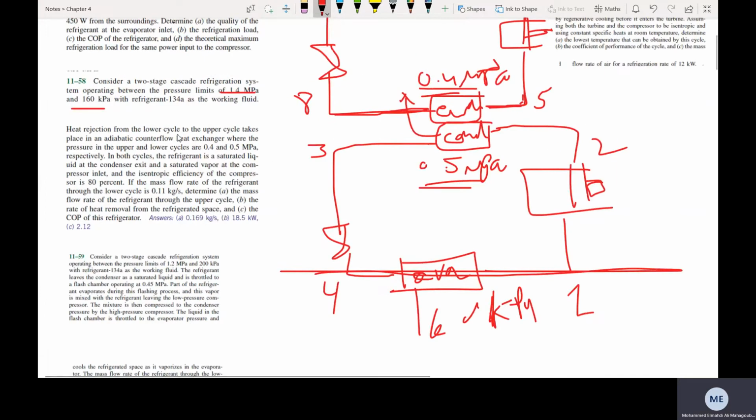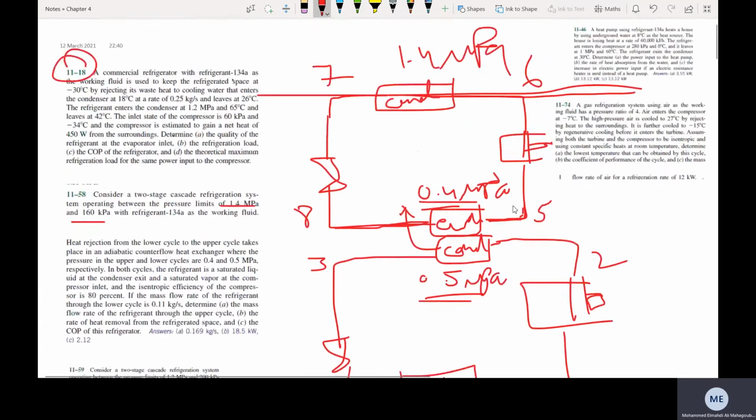Heat rejection from the lower cycle to the upper cycle takes place in an adiabatic counterflow heat exchanger. He tells me this information, and I should know it. And then the upper and the lower cycles are at 0.4 and 0.5 respectively. So the upper takes 0.4, the lower takes 0.5 respectively. In both cycles, the refrigerant is a saturated liquid at the condenser exit and saturated vapor at the compressor inlet. So he tells me information that will make my life easier.